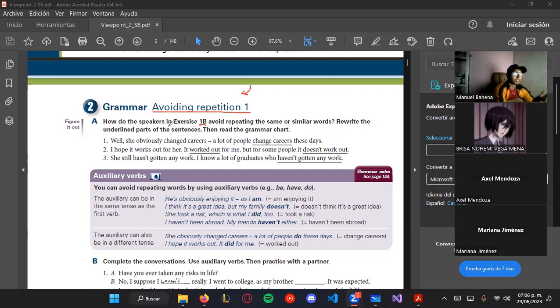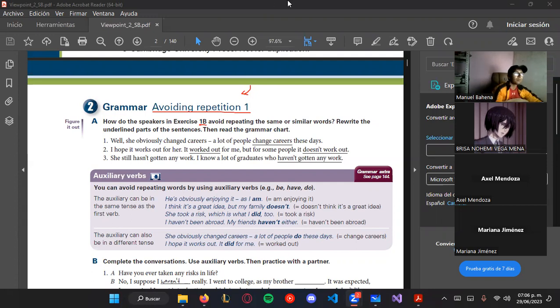Exactly. And now the instruction, rewrite the underlined parts of the sentences. Continue, Mariana. Reescribe las oraciones de las partes subrayadas. Luego lee la tabla de gramática. De gramática. Thank you very much, Mariana.